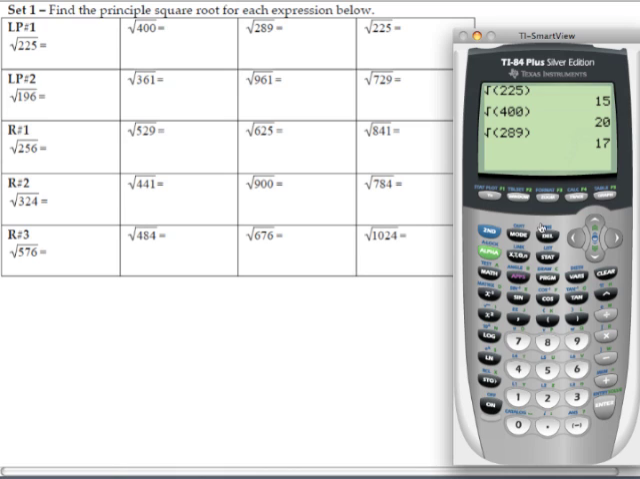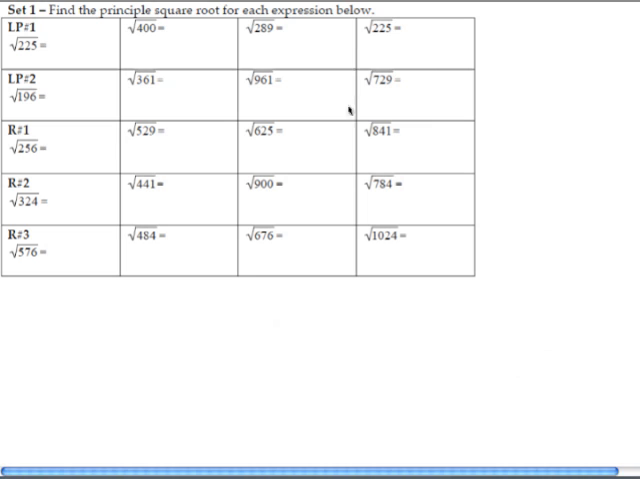So let's go ahead and write our answers down. So this first one we had 15. The square root of 400 was 20. The square root of 289 was 17. And again, this is going to be the same answer as our first one here, 15. So go ahead and complete your lesson practice number 2.